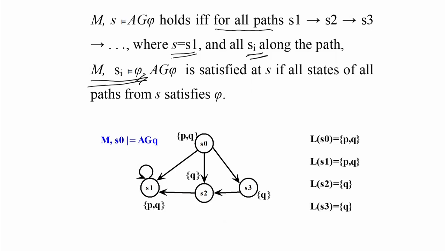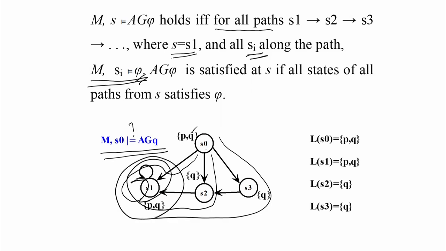So, there is a transition model, and it asks whether M, S 0 models AG Q. We are talking about S 0; in S 0 Q is true, and I have one transition like that. In this particular path, in all the states Q is true. I have another transition like that, and in this transition also Q is true in all those states, and this is another transition we have.